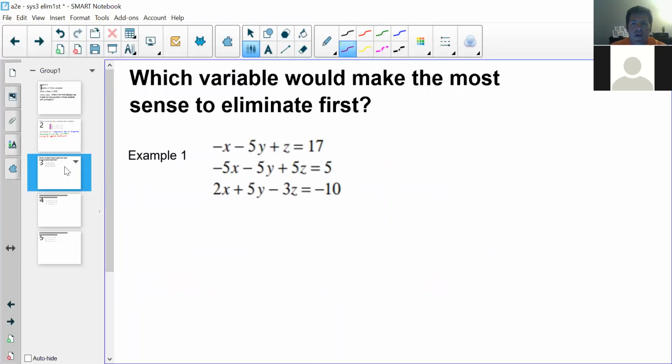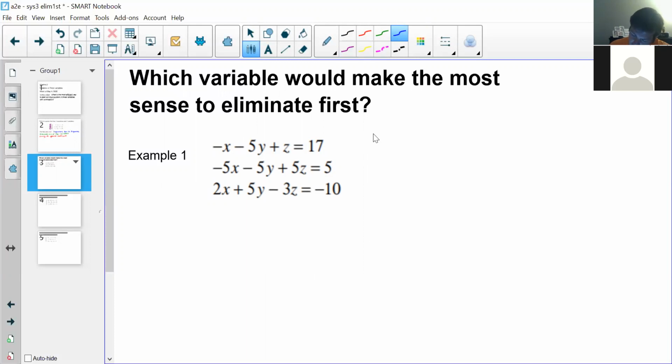It says, which variable would make the most sense to eliminate first in this particular problem? So I have this example 1, and what I'm going to do here, which may or may not be a good idea once you get rolling on this, and you might not need to do this, is take a look at the coefficients in front of the variables, because if there are opposite coefficients, or coefficients that match up pretty easily with multiplication like we did last week, that might be our best bet.